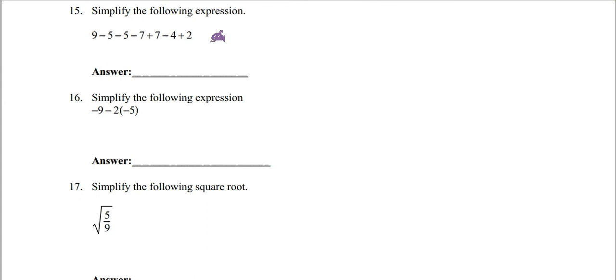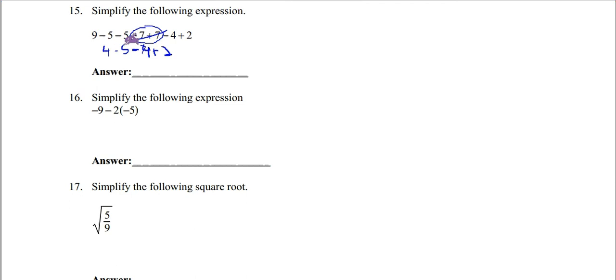But we could just work left to right. Order of operations says from left to right. So we can do 9 minus 5. That's 4. Minus 5 minus 7 plus 7. You know what? Minus 7 plus 7, I can combine those together to be 0. So those just kind of cancel each other out. Minus 5 minus 4 plus 2 minus 4 plus 2.